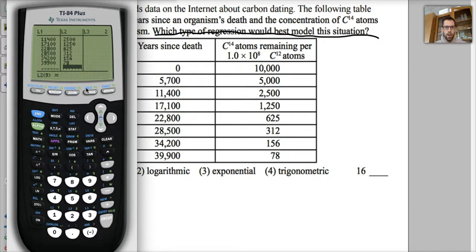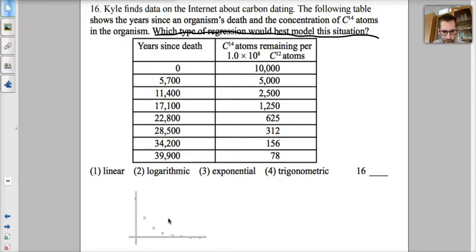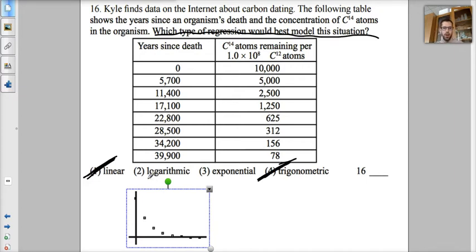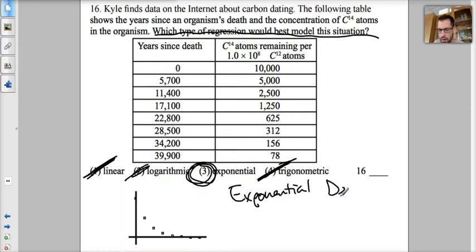Okay, so now that they're all in there, I'm going to clear this guy out. I'm going to turn my plot on just to see what these points look like. And I'm going to hit graph. And of course I can't see anything, so I can do zoom stat, this 9th option, right here. And let's see. It looks like this. It's definitely not linear, it's definitely not trigonometric, which means it's either logarithmic or exponential. And it looks to me like it is exponential decay. So I'm going to go with exponential decay.